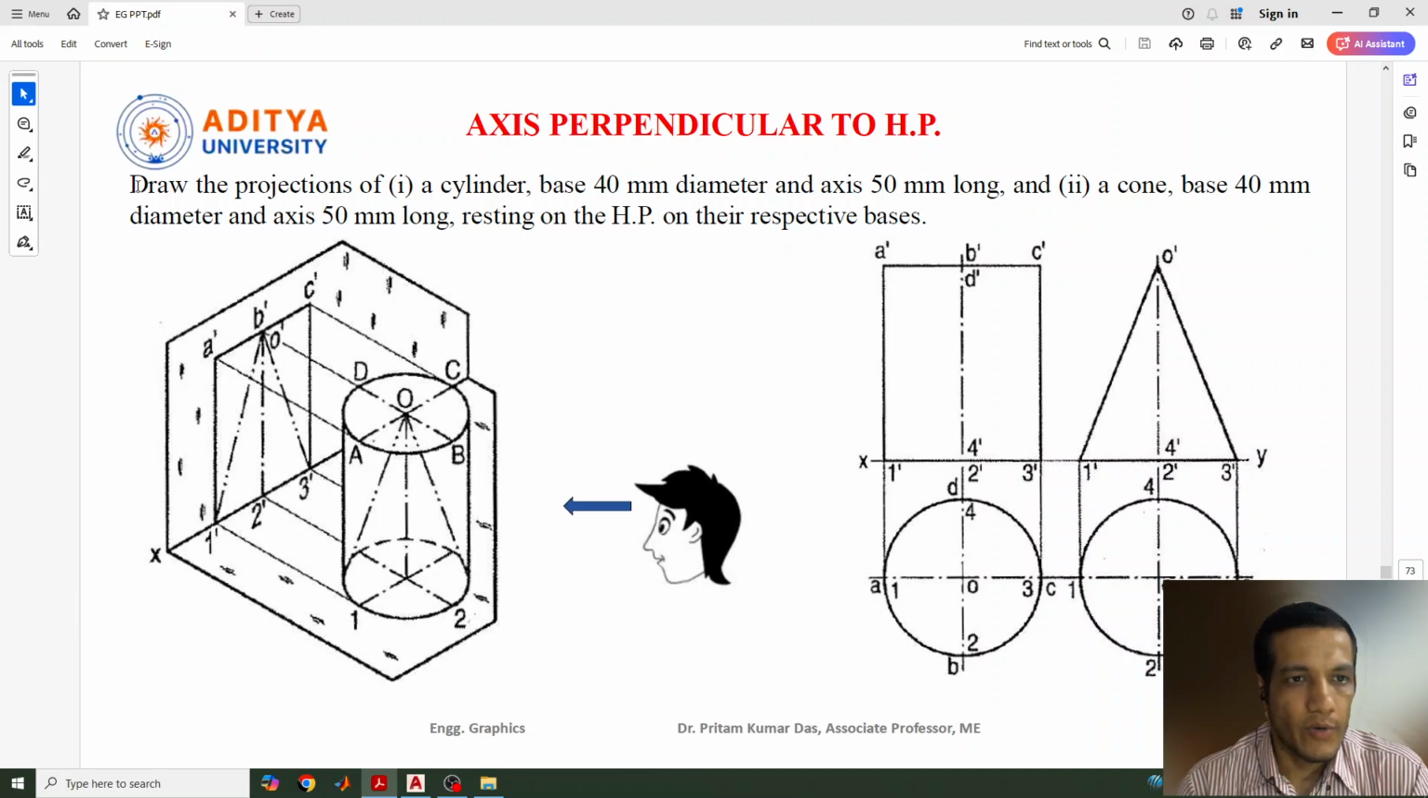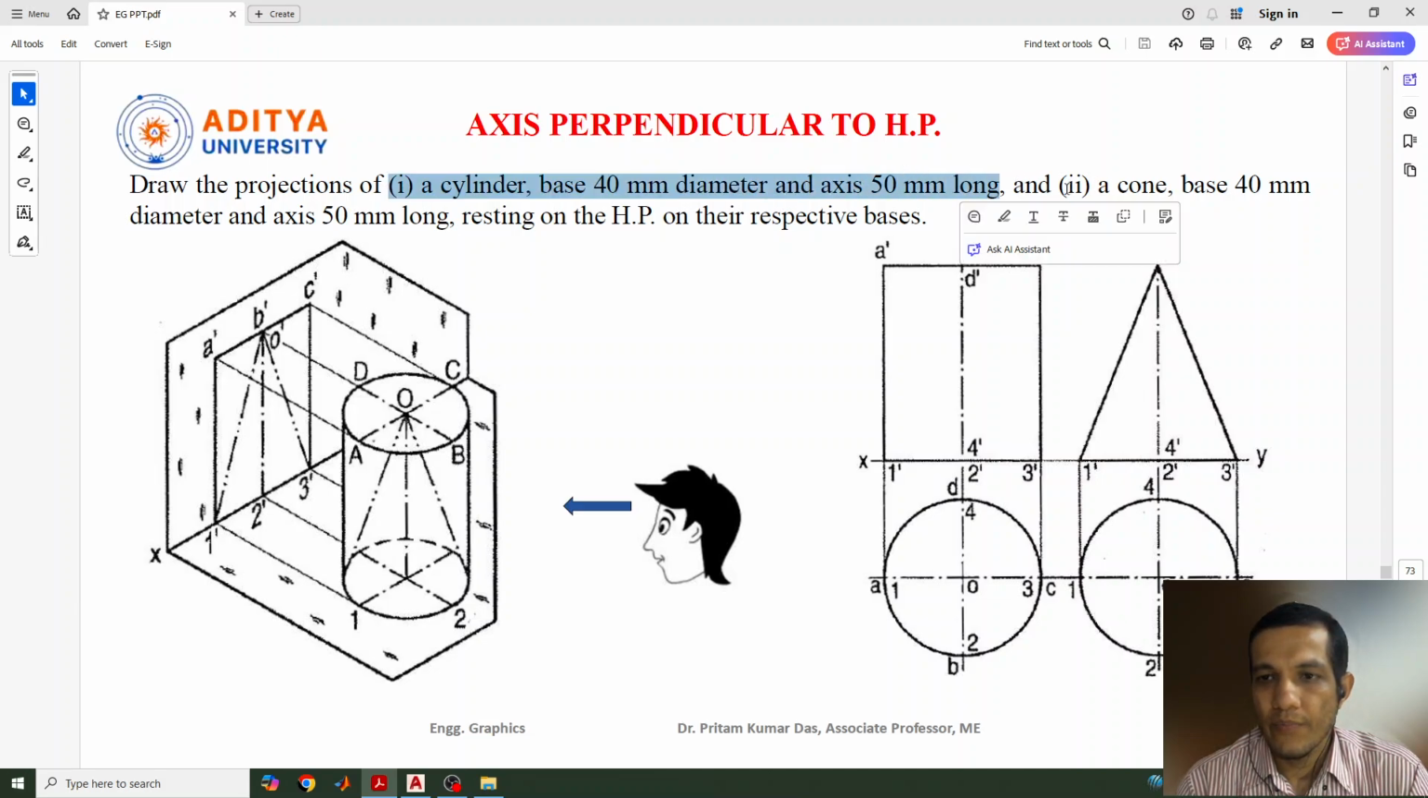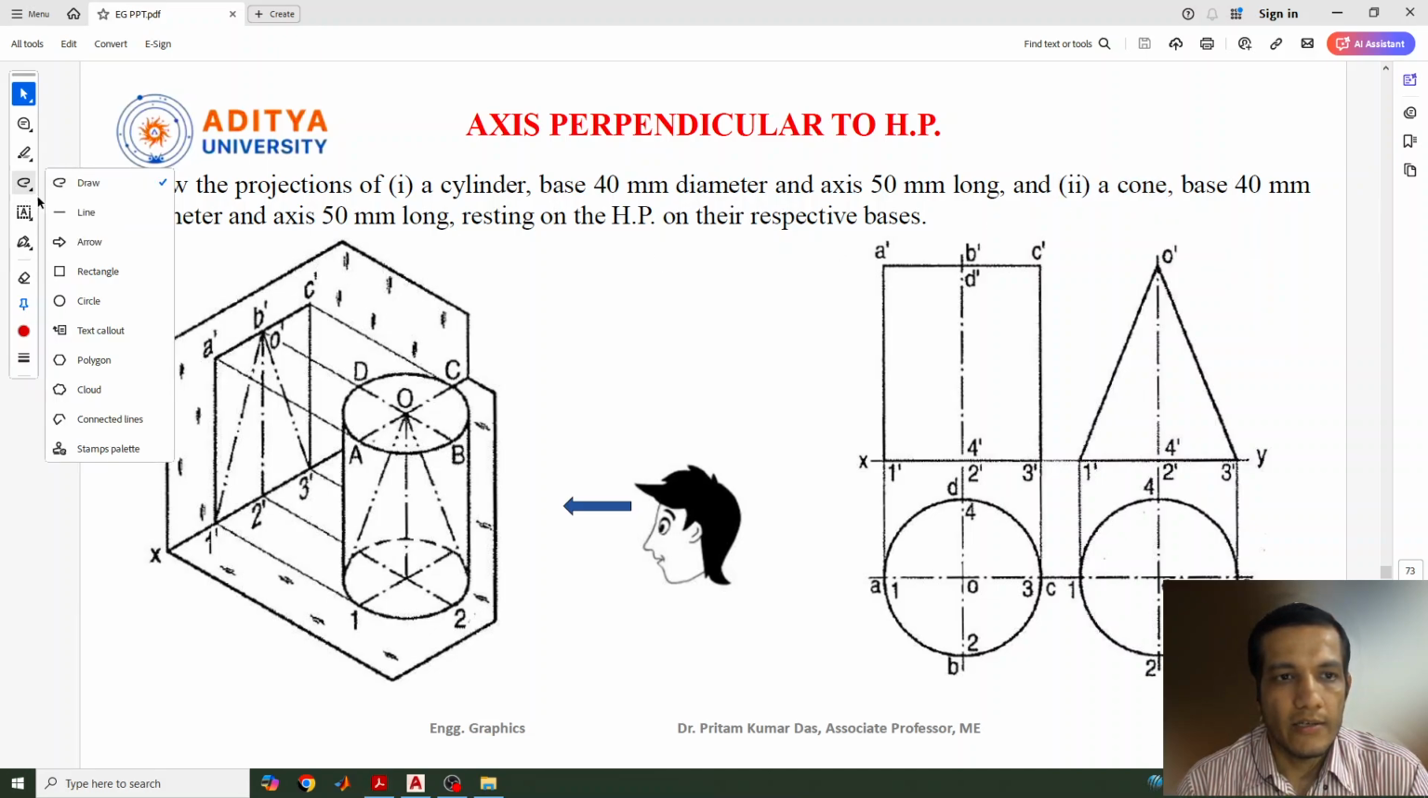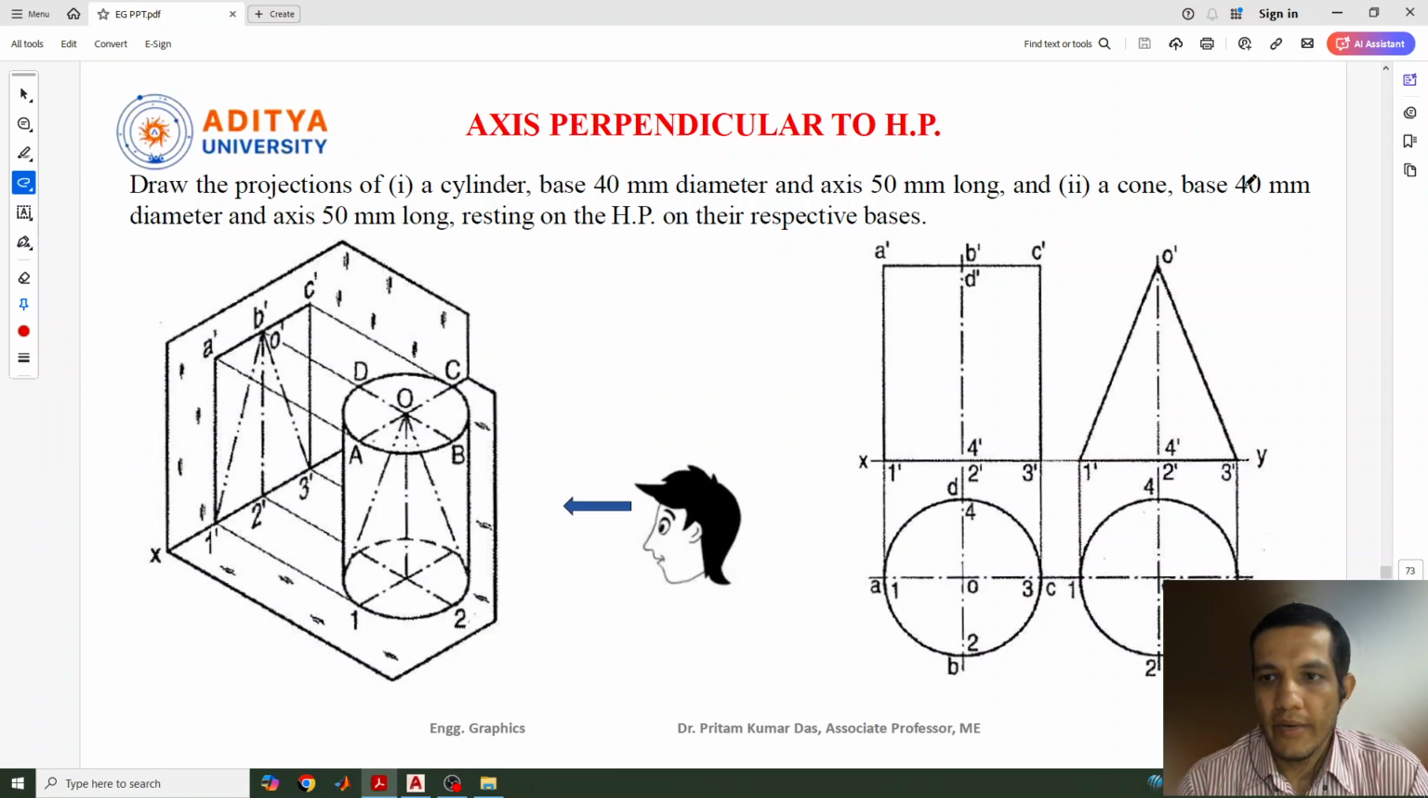Let's see one problem: draw the projection of a cylinder with base 40 mm diameter and axis 50 mm long. This is the first question, and a second question is given: a cone where the base is 40 mm diameter and axis is 50 mm long, resting on the HP on their respective bases. Okay, so two questions are given. The first one is the cylinder and the second one is the cone.